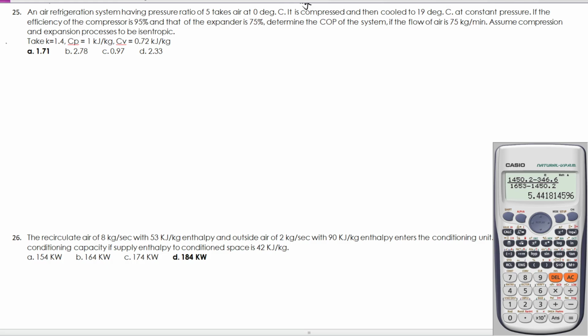Then take properties of air as k is 1.4, Cp is 1, and Cv is 0.72 kilojoules per kilogram. Kulang. Kilojoules per kilogram Kelvin dapat ang unit natin ng Cp at Cv. Okay, so etong ating refrigeration system naman na ito ay air ang gamit na refrigerant. So take note that an air refrigeration system works on the principle of a Bell-Coleman cycle, where Bell-Coleman cycle is also known as the reversed Brayton cycle.